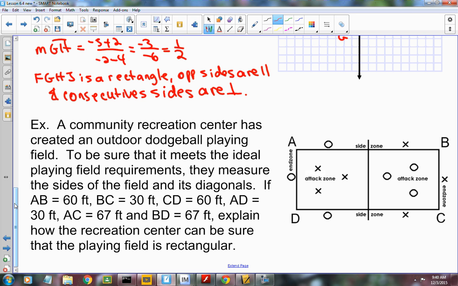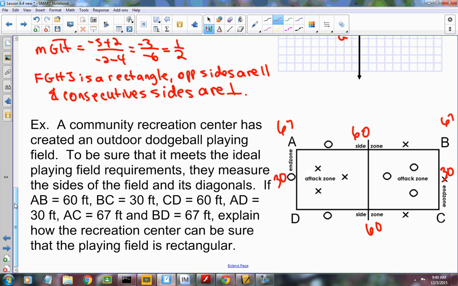Be sure that it meets the ideal playing field requirements. They measure the sides of the field and its diagonals. AB is 60, BC is 30, CD is 60, and AD is 30, and AC is 67, that's the diagonal, and BD, the other diagonal, is 67. Explain how the recreation center can be sure that the playing field is rectangular.